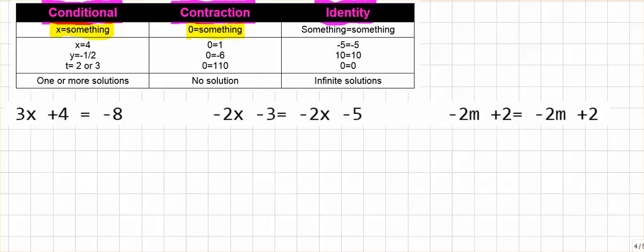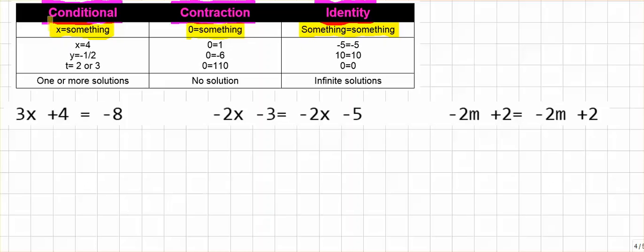The third possible answer is you get something equals something. The variable will go away, but you're left with something like -5 equals -5, 10 equals 10, or 0 equals 0.